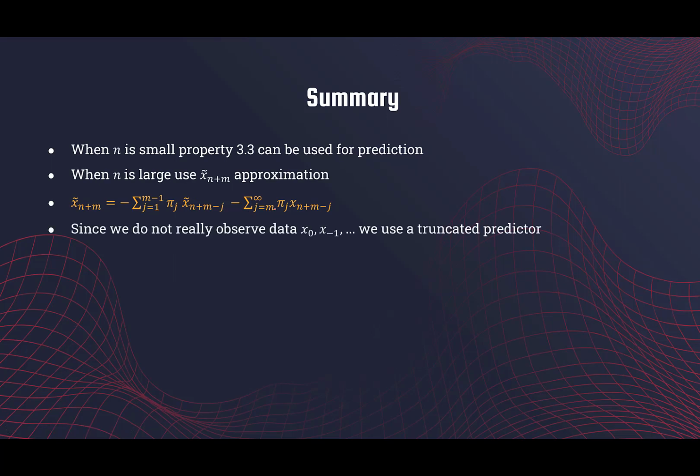Since we don't really observe all of this past history, we are going to use a truncated predictor. When it actually comes to implementing this method, we don't have all of this. So instead we are going to use this predictor at m steps ahead. I have this n now, which means this is a truncated predictor, and we are predicting only based on the first n observations. So this is given as this.